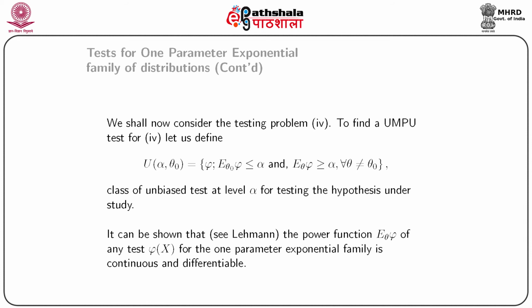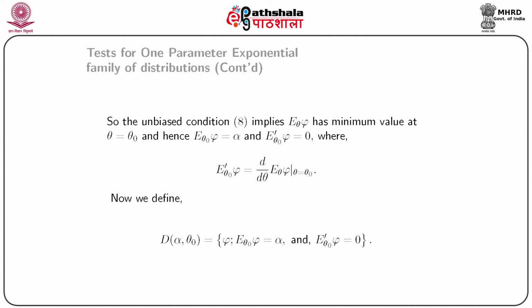It can be shown, for example in the book of Lehmann, that the power function E_θ ψ of any test ψ(x) for the one parameter exponential family is continuous and differentiable. So the unbiasedness condition 8 implies the expectation of ψ under θ has a minimum value at θ = θ0, and hence we get the expectation of ψ under θ0 is equal to α.